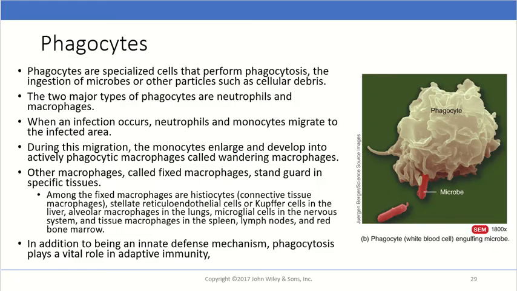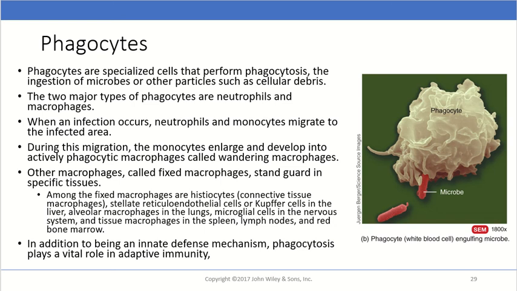Speaking of phagocytic cells, these are going to be specialized cells that are involved in performing phagocytosis. And this is basically just the ingestion of microbes or other particles such as cellular debris. The two major types of phagocytes are going to be neutrophils and macrophages.